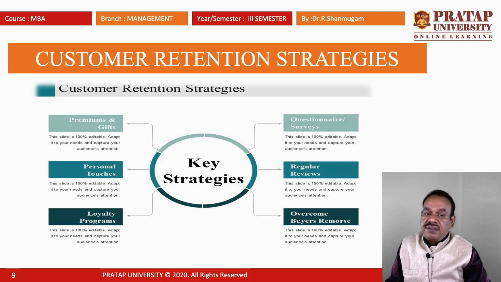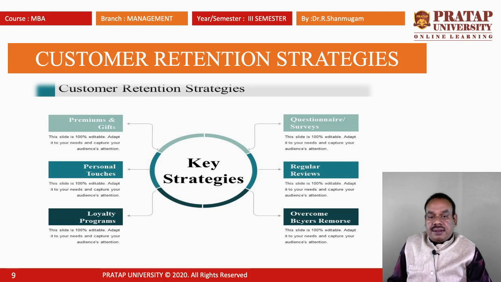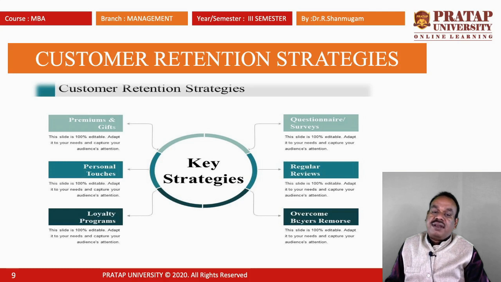So if they are not satisfied, where they have to improve, where they stand. Based on the analysis, they can capture the audience's attention, and then the regular customer reviews. Some organizations go for the star rating, some for the point rating: 5 star, 3 star, 2 star, or a 10-point scale. So it is purely based on adapting to the needs and capturing your audience's attention, and then overcoming buyer's remorse. This will also happen.